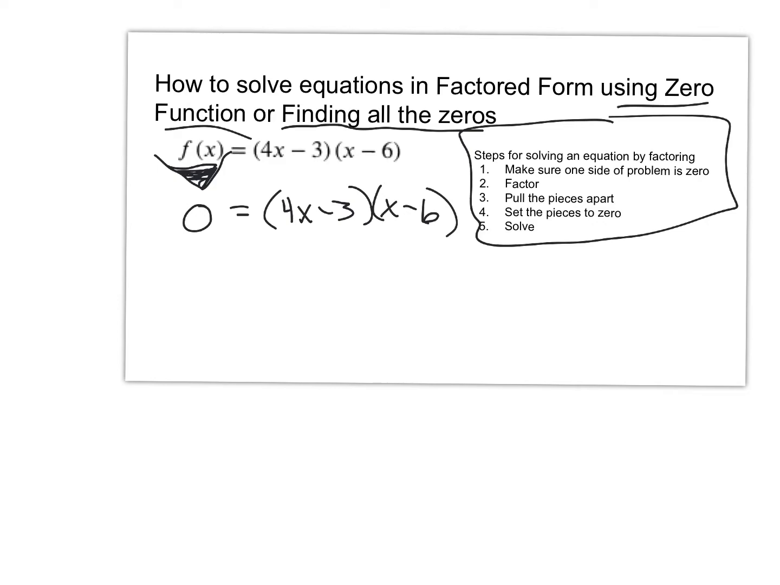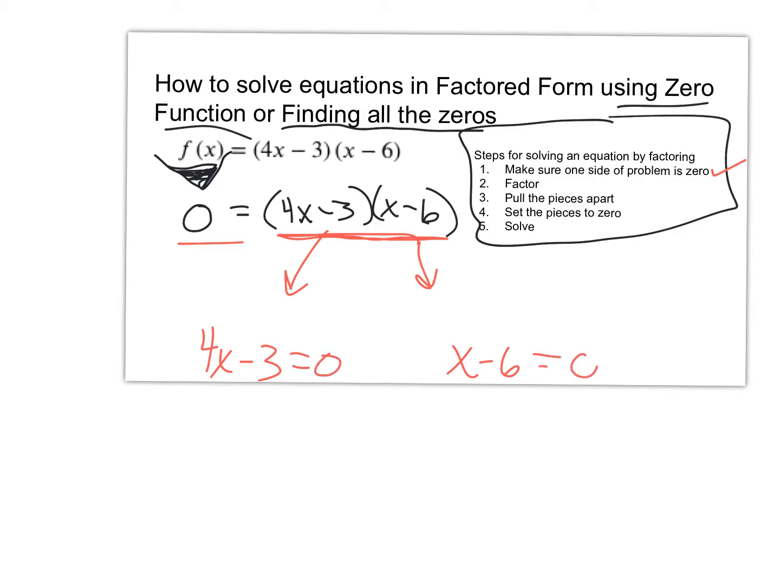Okay? So now, does one side equal 0? Yup. Step 2, factor. So I look in these parentheses. Are there any exponents in here telling me I have to factor? No. So I can't do anything there. So now, whoops, kind of skipping ahead of myself. Sorry about that. So now let's pull the pieces apart. 4x minus 3, x minus 6. Set the pieces to 0. And now solve the equations.